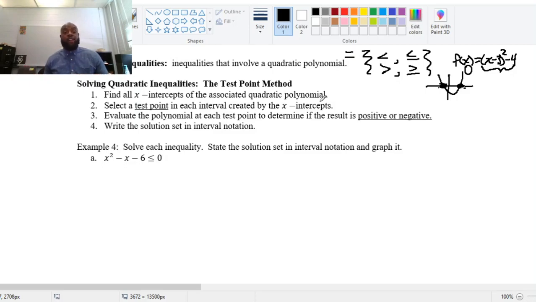Then we're going to evaluate the polynomial at each of the test points and see if we get a positive number or a negative number. If we get a positive number, then we know our function has y values that are positive and is going to be above the x-axis. And if we get a negative number, then our function is going to be negative and below the x-axis. And then we're going to write our solution in interval notation.